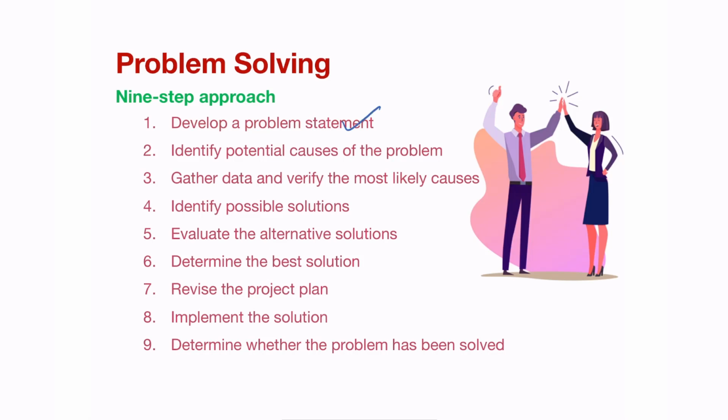One is about understanding what the problem is, identifying the causes of it, gathering enough data and verifying the most likely causes. And data is important. You have to justify and base your decisions on sound information. You cannot just go on feelings. Identify possible solutions, evaluate those alternative solutions, determine the best one, revise the project plan, implement that solution after discussion with the customer, and determine whether the problem has been solved. Always checking in with the parties involved again afterwards.